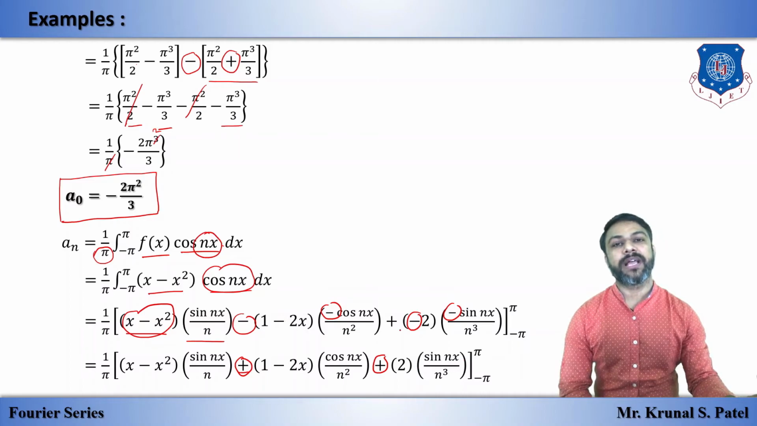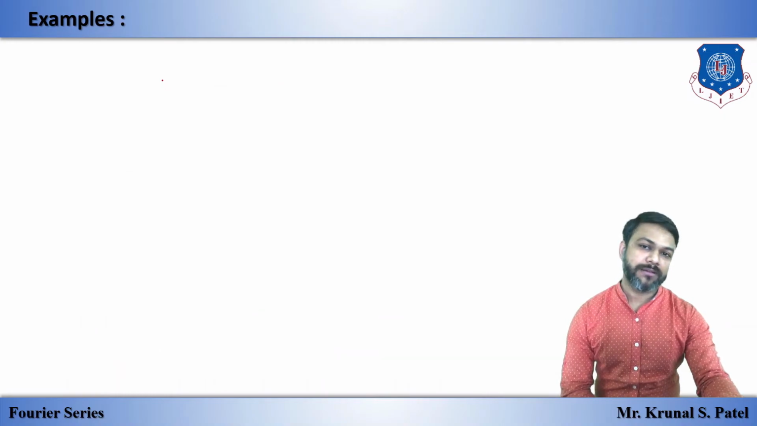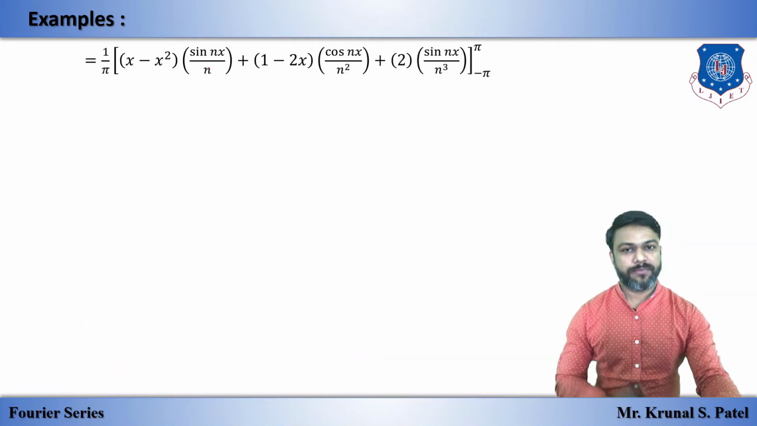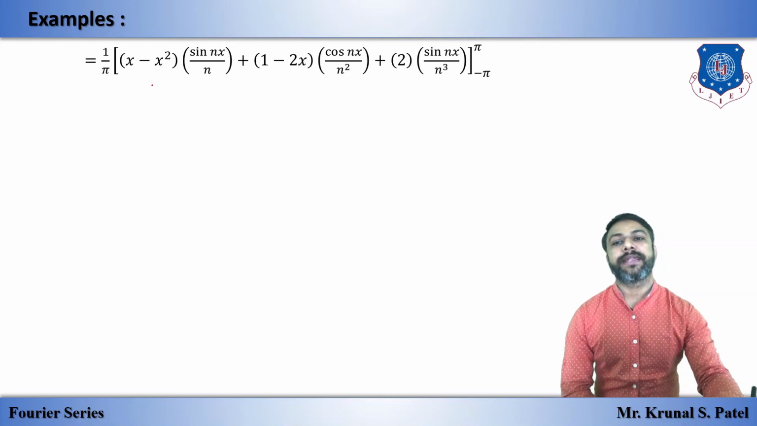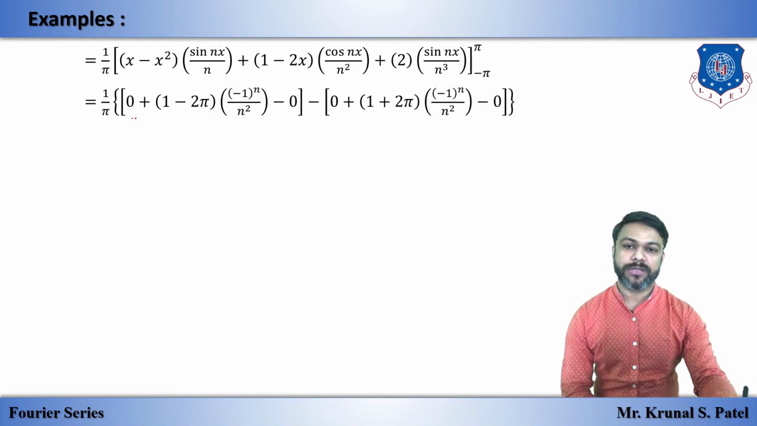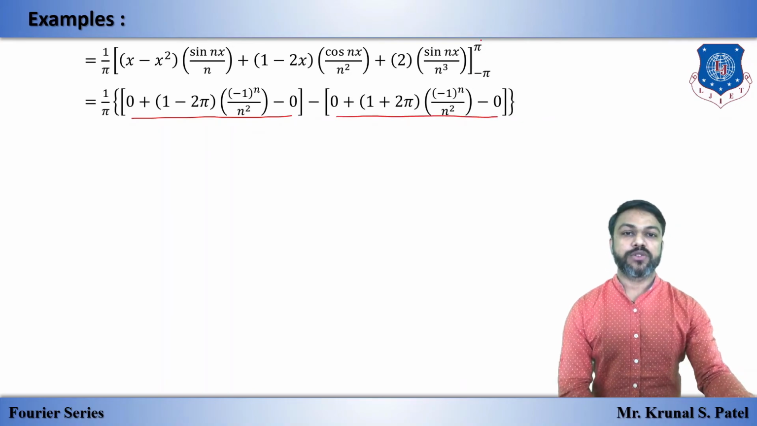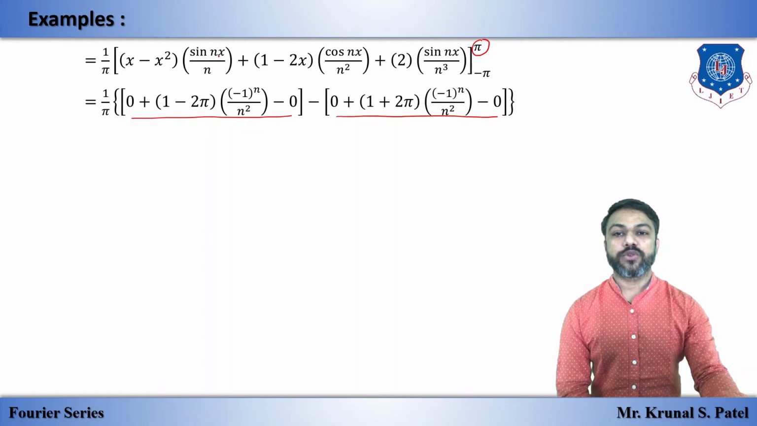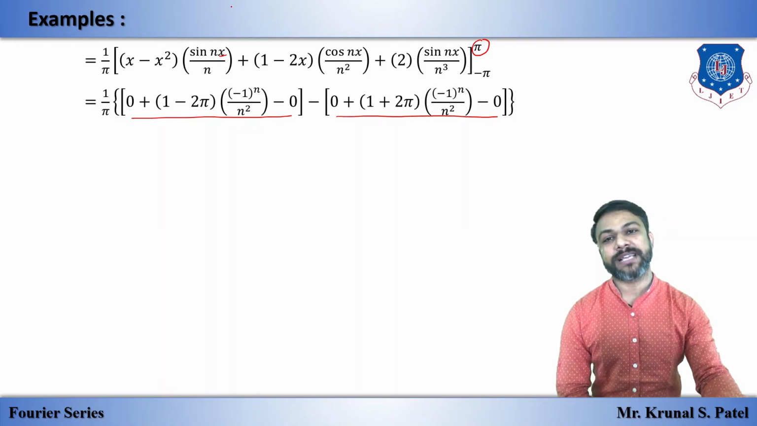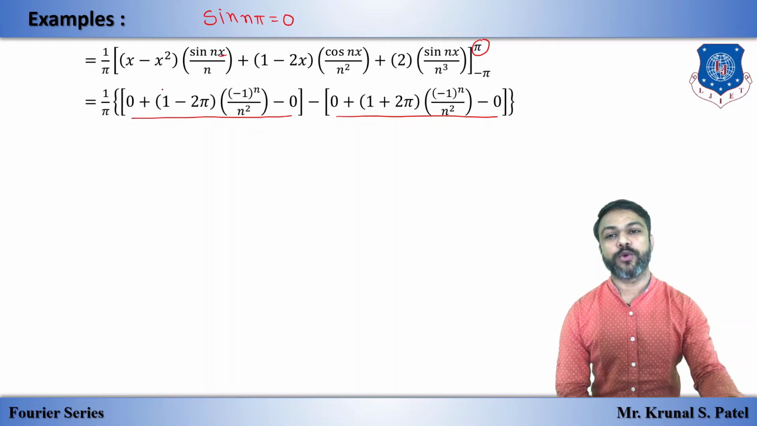Now we will apply upper limit minus lower limit. So once again we write down the formula one more time, that previous term here only. The first bracket is for the upper limit, minus this bracket for the lower limit. If we put pi, here pi gives sin n pi, and we know that the value of sin n pi is 0. So this entire term is 0.